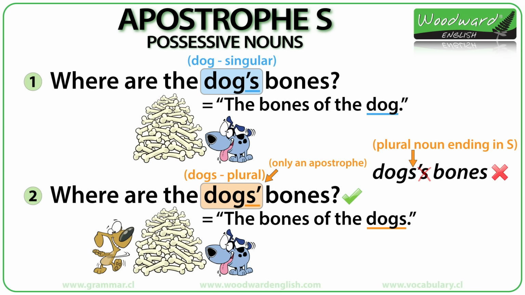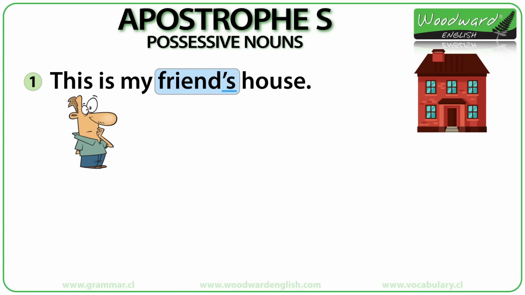So when someone is speaking, how do we know if they are talking about one dog or two dogs? Well, it depends on the context. Let's look at another example.